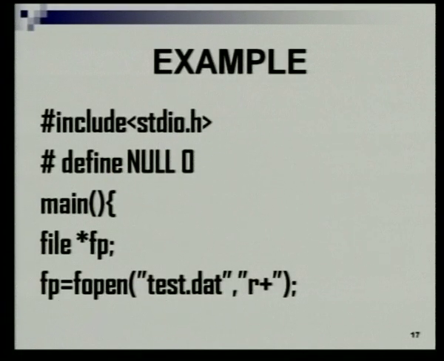So this is an example of how files are used in C. You have the header file, you have null, where you are defining the value for null. It is sometimes not necessary because null is already defined in C. You have the main function, and here you have the file star fp.